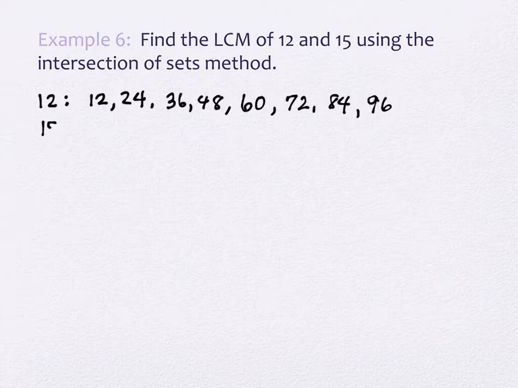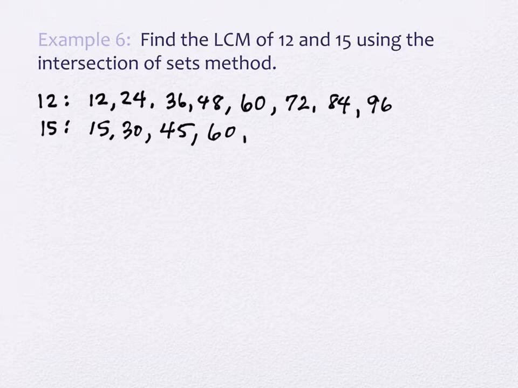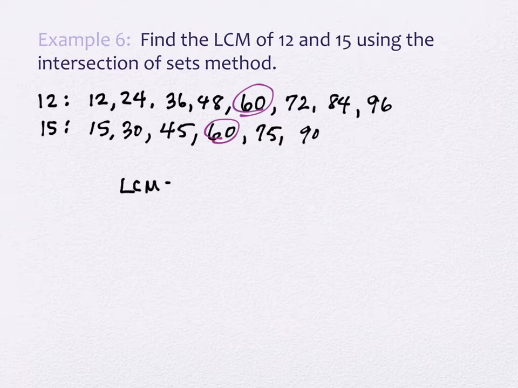The other number was 15, so the first number on the list, of course, is 15. What's next? 30. And then? 60. And let's list two more out just for fun. 90. Okay. And do they hit? Is there a location where they've already got a number in common? There is. It's the number 60. So the least common multiple of 12 and 15 is 60.